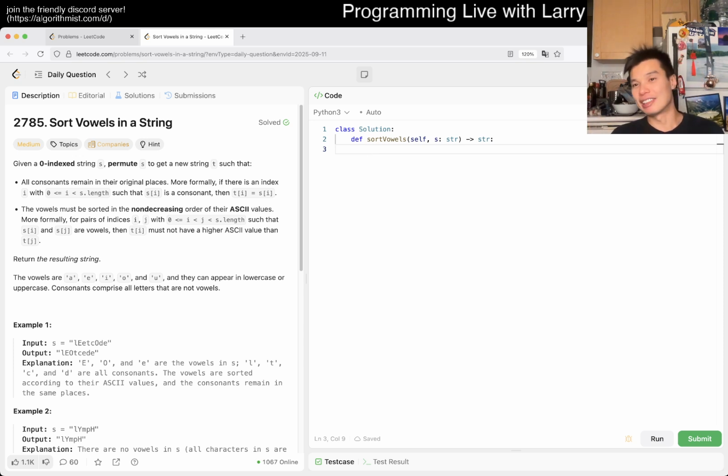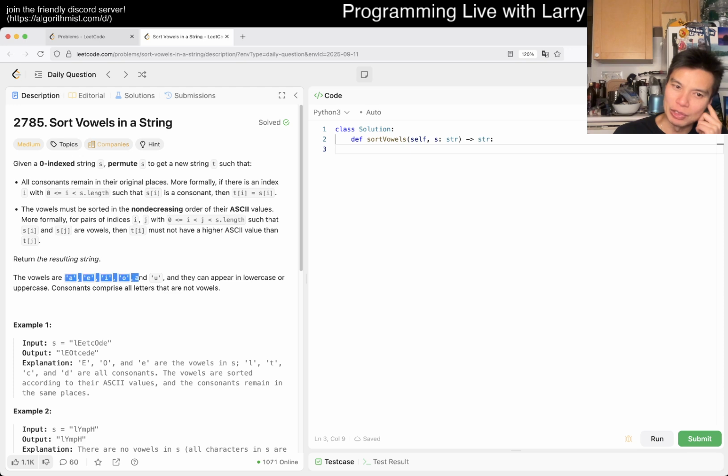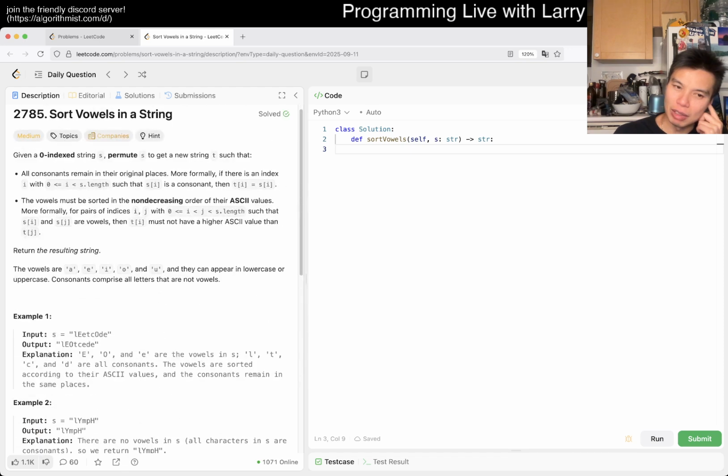But today, let's look at today's problem. We have 2785, Sort Vowels in a String. You have a string S, permute S to get a new string such that all consonants remain in their original place. More formally, the vowels must be sorted in non-decreasing order of their ASCII values. Is it A, E, I, O, U? ASCII value is always the same as just A, E, I, O, U. So it should be pretty straightforward.